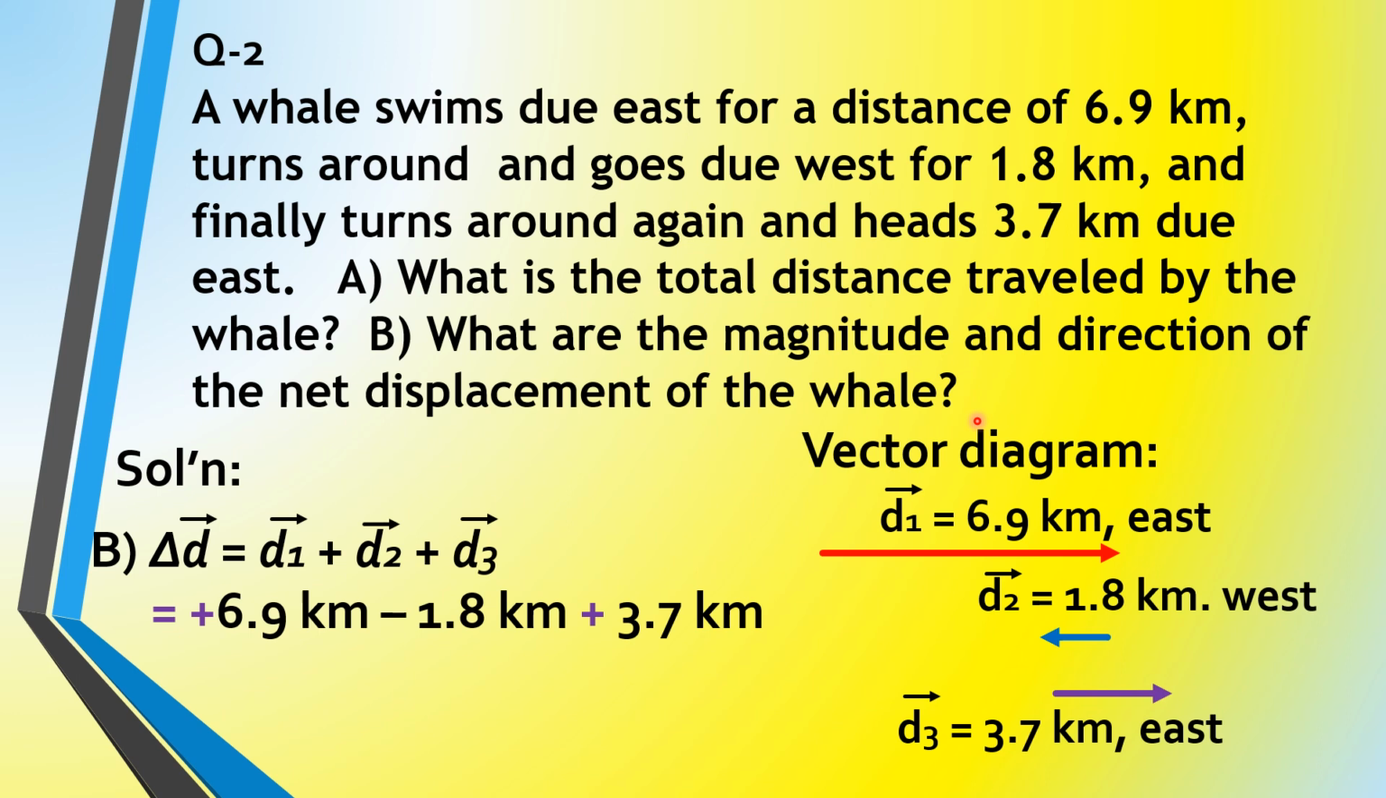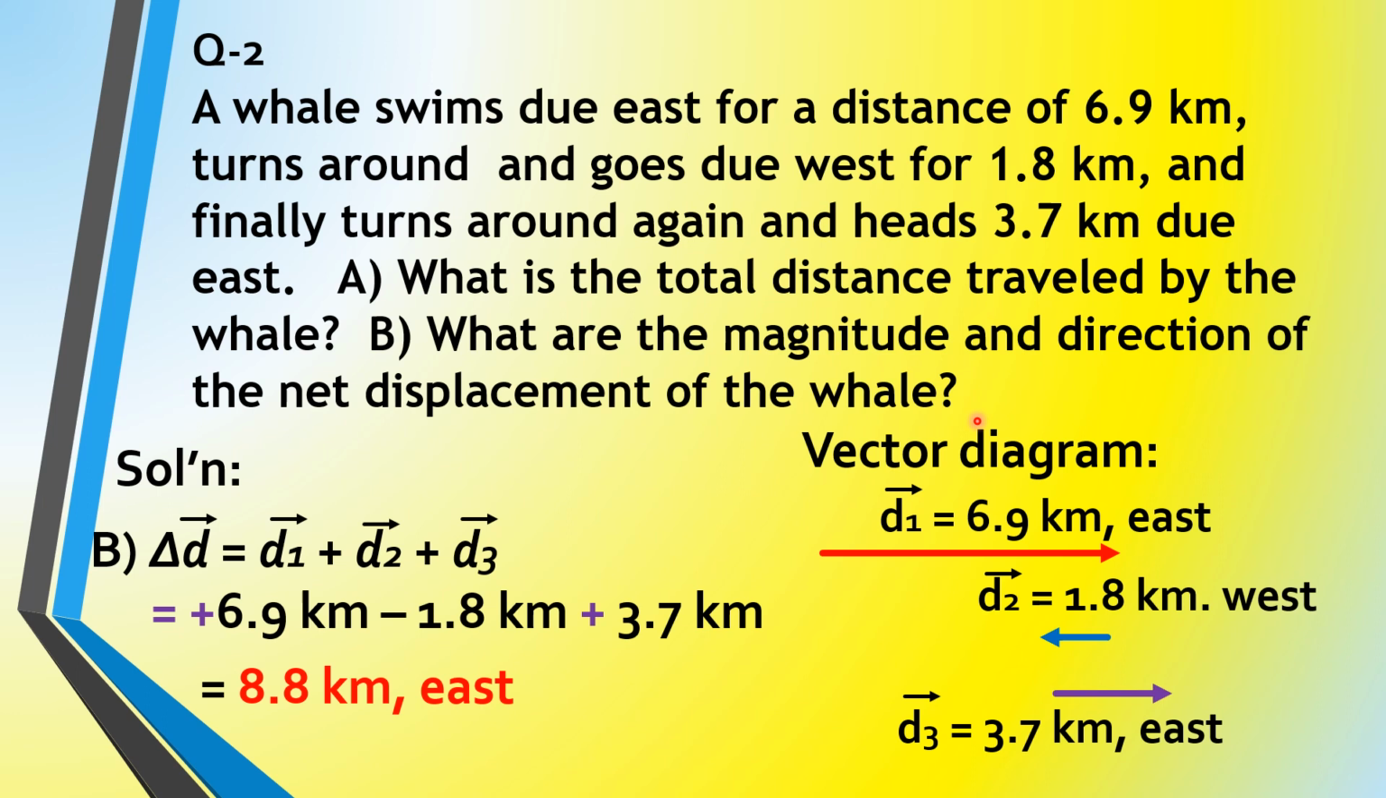So therefore, the total displacement is equal to 6.9 kilometers. That's positive because D1 is going east. Plus D2, which is negative 1.8 kilometers, since it is going west. And then plus D3, which is 3.7 kilometers, positive because it's going east. Therefore, our final answer, delta D, or the total net displacement, is equal to 8.8 kilometers, whose direction is eastward.